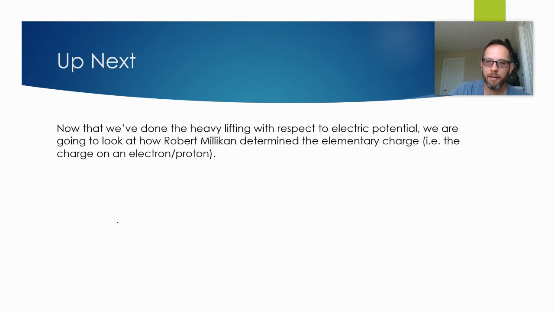So now that we've done the heavy lifting, we now can look at a relatively simple but very cool application of potential difference and look at how Robert Millikan determined the elementary charge, i.e. the charge on an electron or proton. It's so tiny. It's like 1.602, if memory serves me correctly, times 10 to the minus 19 coulombs. So how on earth could we measure a charge that precise? Well, we're going to talk about it in our next lesson.